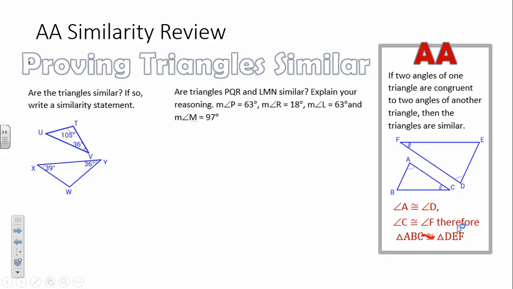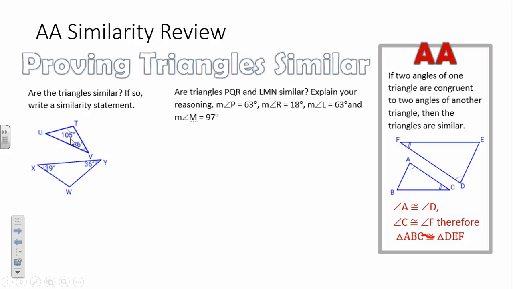The kinds of questions that we have with this include deciding whether two triangles are similar when we're given some angles. So if we look at our first example here, angle T is 105 degrees, and we don't know what angle W is, but we see that angle V is 36, as is angle Y. So if angle U was 39 or angle W was 105, we would know that those two triangles are similar by angle-angle similarity. But one pair of angles is not enough to prove that they're similar.